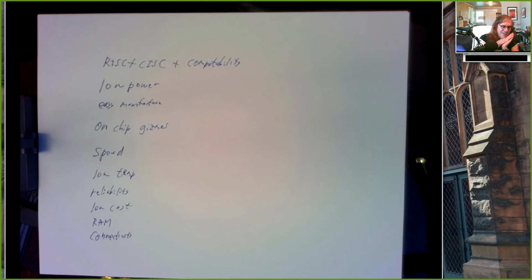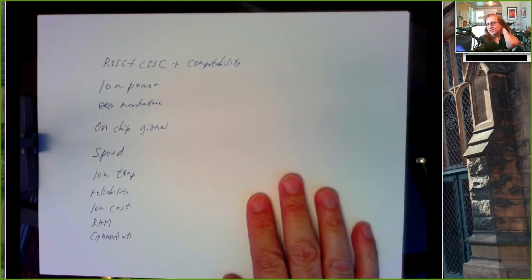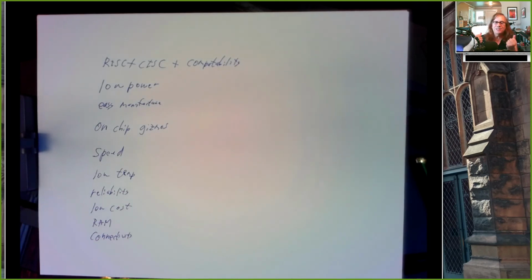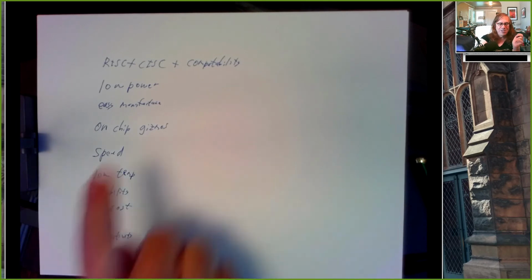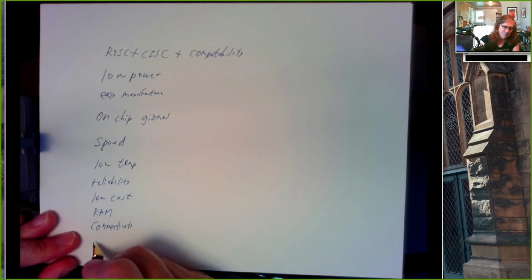And RISC and CISC are fundamentally in tension with each other. If you want a lot of capability in your instruction set, it's going to be a complex instruction set, which means it's going to be harder to manufacture. It's going to be larger.